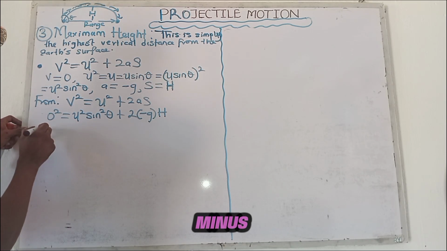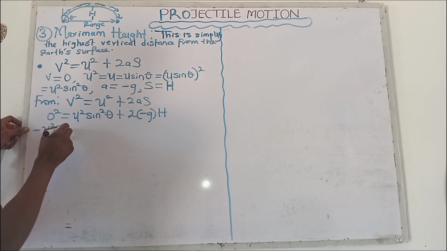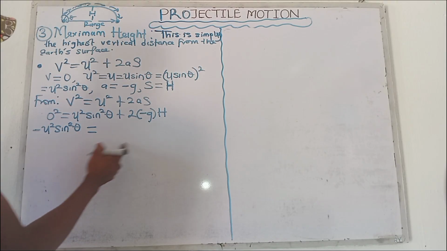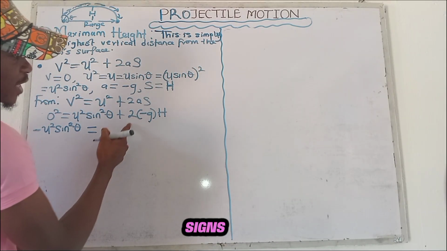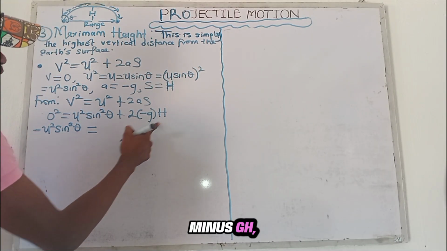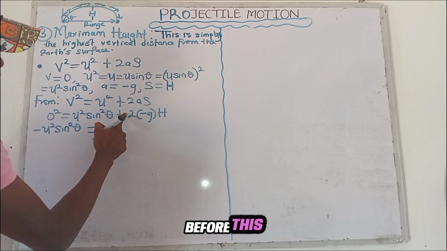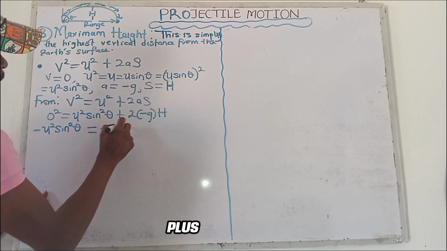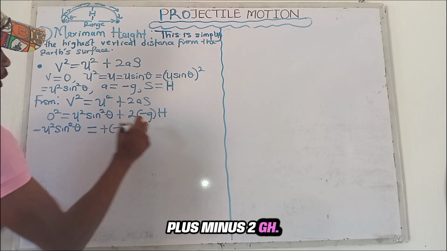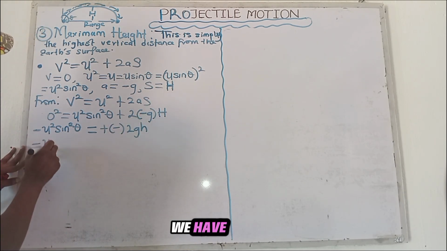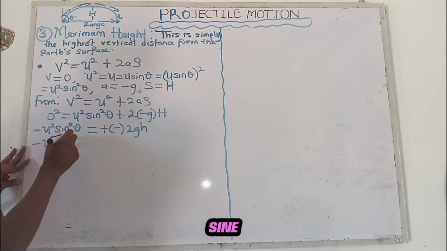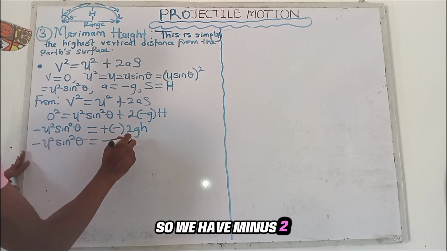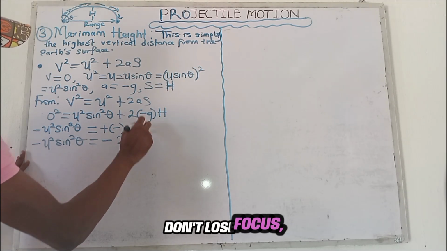So we'll now have minus u squared sine squared theta equals, we can decide to rearrange the signs here. Since we have 2 minus gh, we can bring the minus sign before this and say minus 2gh, and we'll still be right. So we'll be having plus minus 2gh. Simplifying this further, we have minus u squared sine squared theta equals plus times minus is minus, so we have minus 2gh. Don't lose focus, okay?